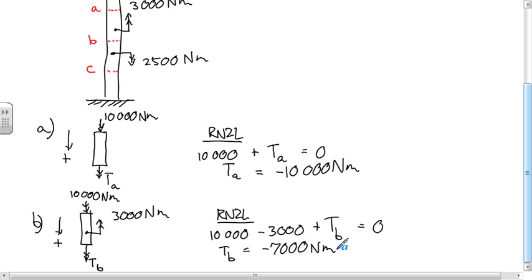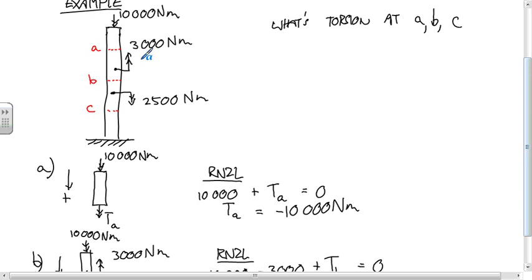Okay. So if you were calculating the shear stresses due to torsion at A and B, you'd have different values for the torsion that you'd use at each of those. You'd use the negative 10,000 at A and you'd use the negative 7,000 at B.